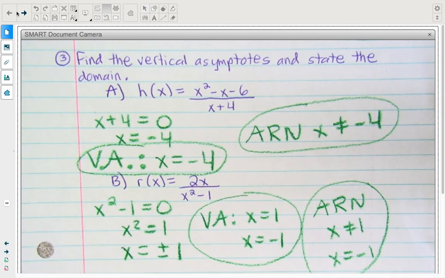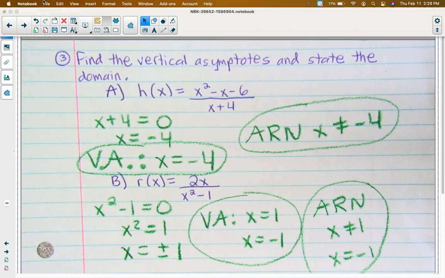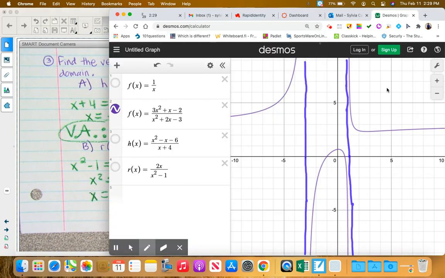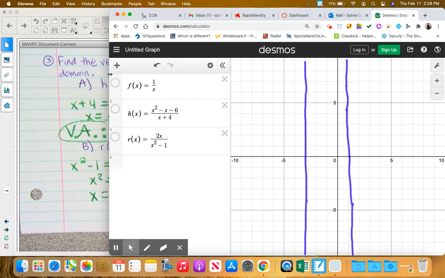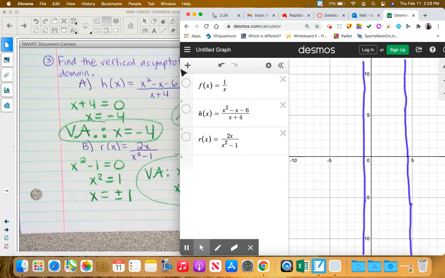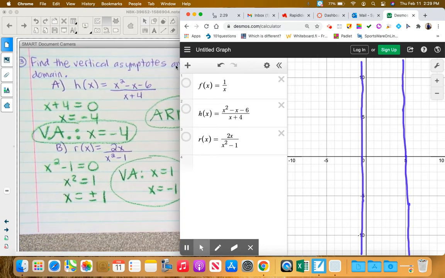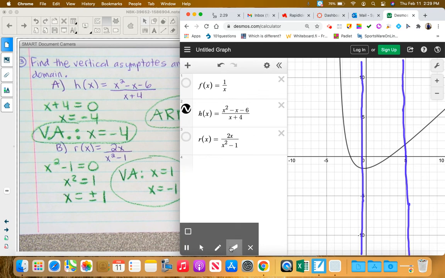So to find your domain and vertical asymptotes, you approach those the same way. Take your denominator and you set it equal to 0. And if I come over here to decimals, just so we can have a graph reference to look at. So let me get rid of this here. Okay. And shrink this over just a little bit so we can see everything all at once. So let's start with the A. So the one that says x squared minus x minus 6. So let's take a look at that one.